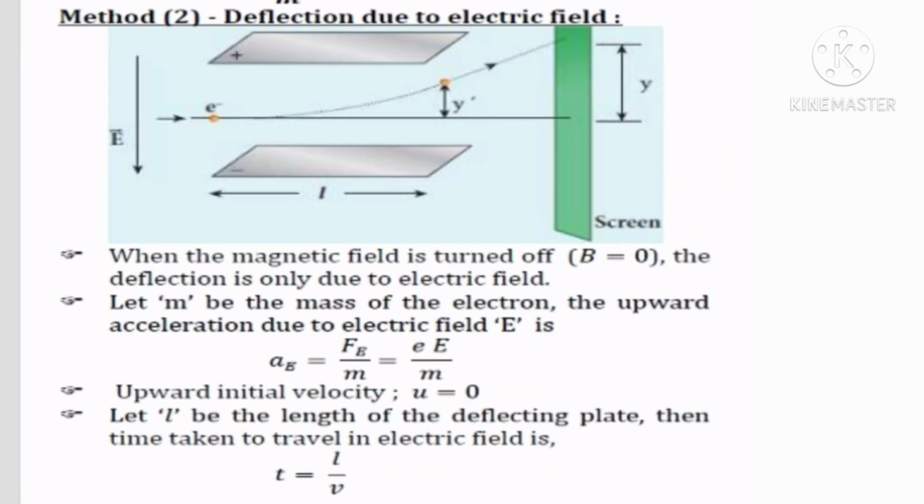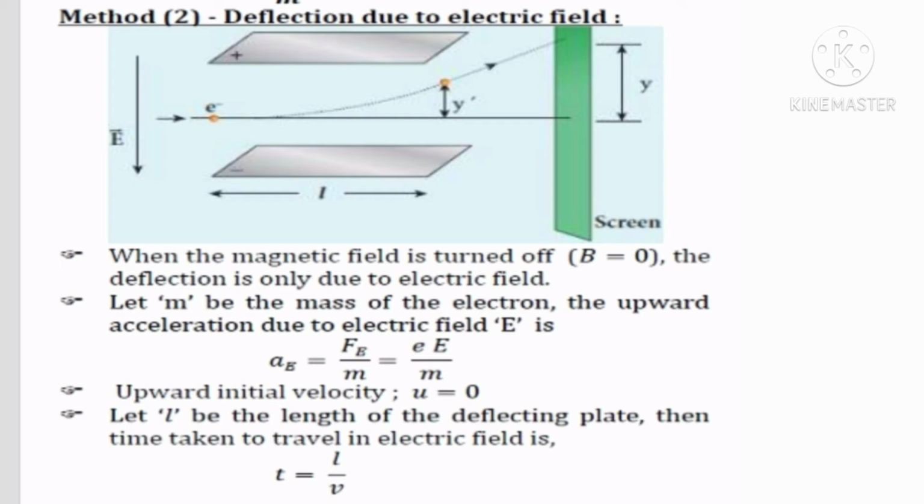Method 2: Deflection due to electric field. Let us imagine the cathode ray is deflected by the electric field. In that case, what will be the specific charge of the electron? Let us discuss that. When the magnetic field is turned off such that B = 0, the deflection is only due to the electric field. Let m be the mass of the electron.